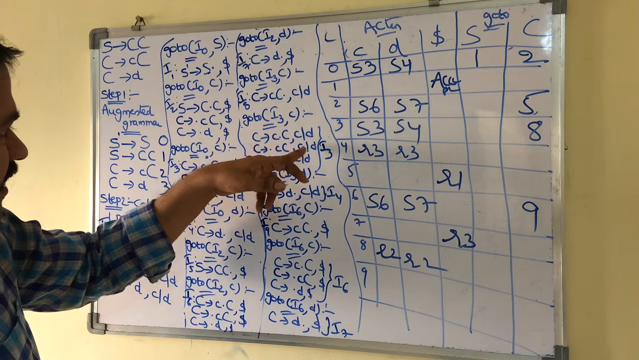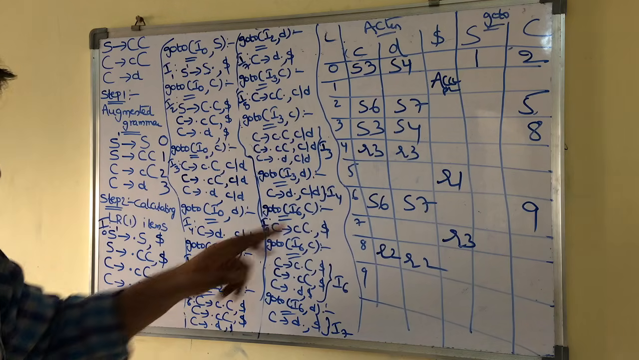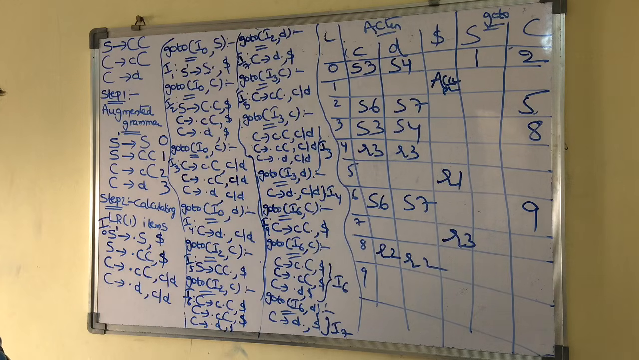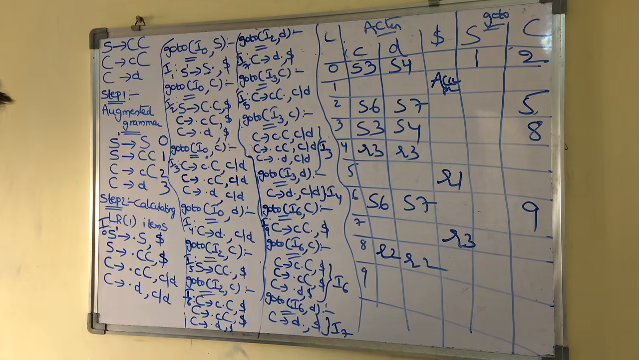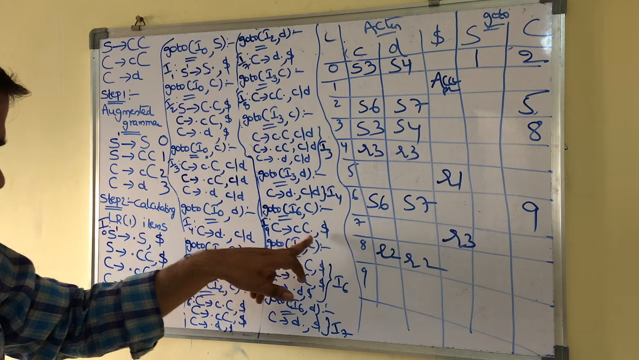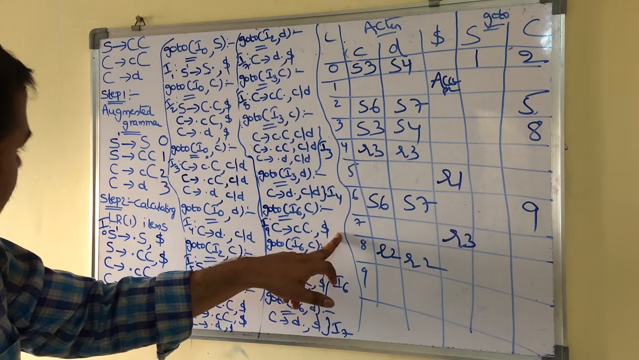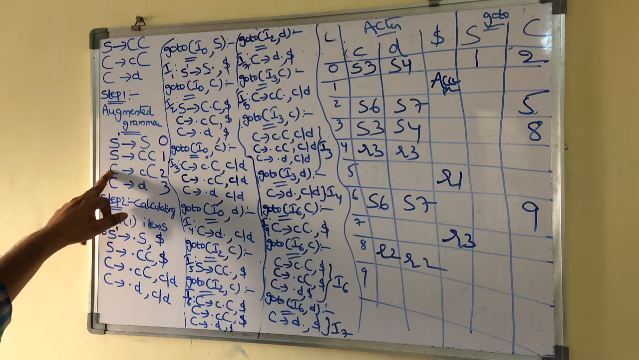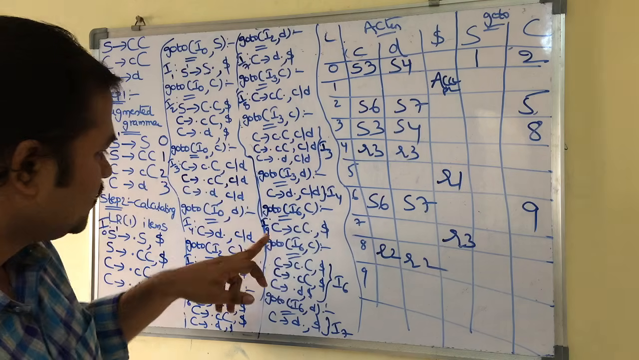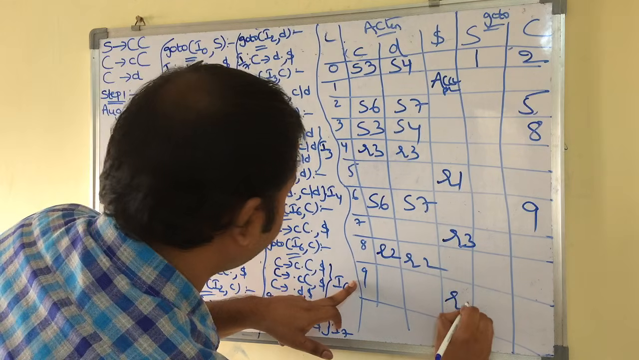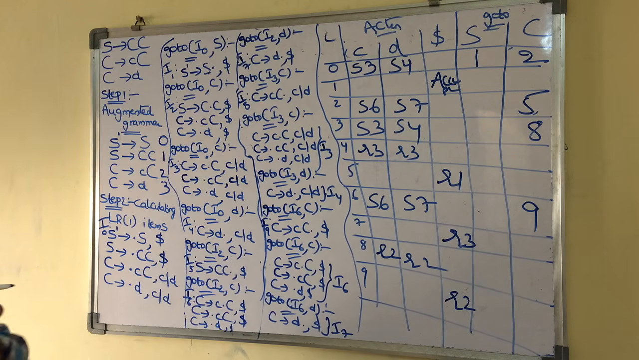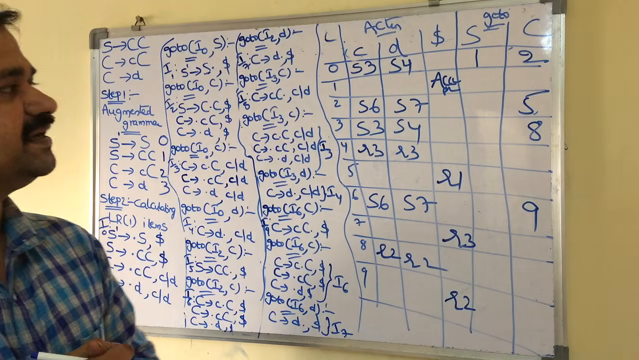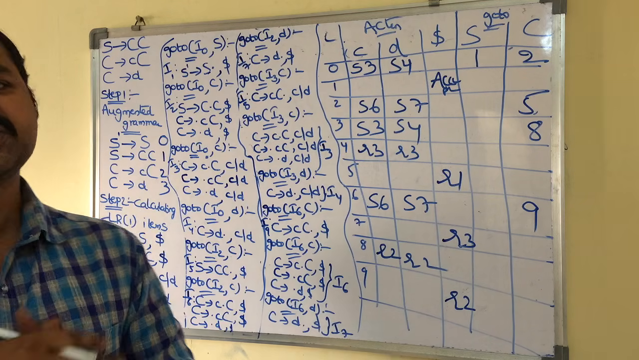Next, in I3 we don't have any final items. In I4, this is a final item, but it is already processed. R3 and R3 are already written. Next, if we consider I9, we have a final item here. So $9 means, what is the production number? C produces CC, so R2. So $9 means R2. I6 is already processed, I7 is already processed. So this is CLR parse table construction.